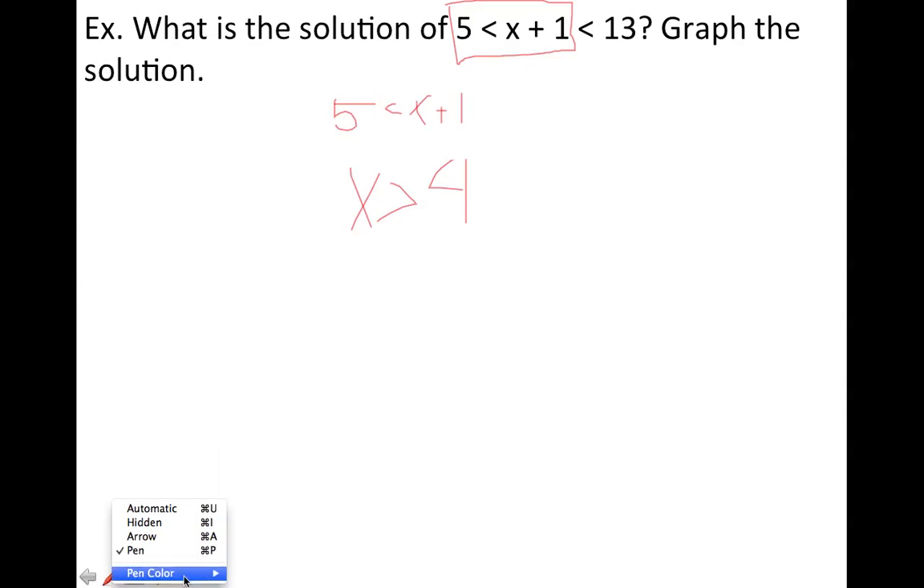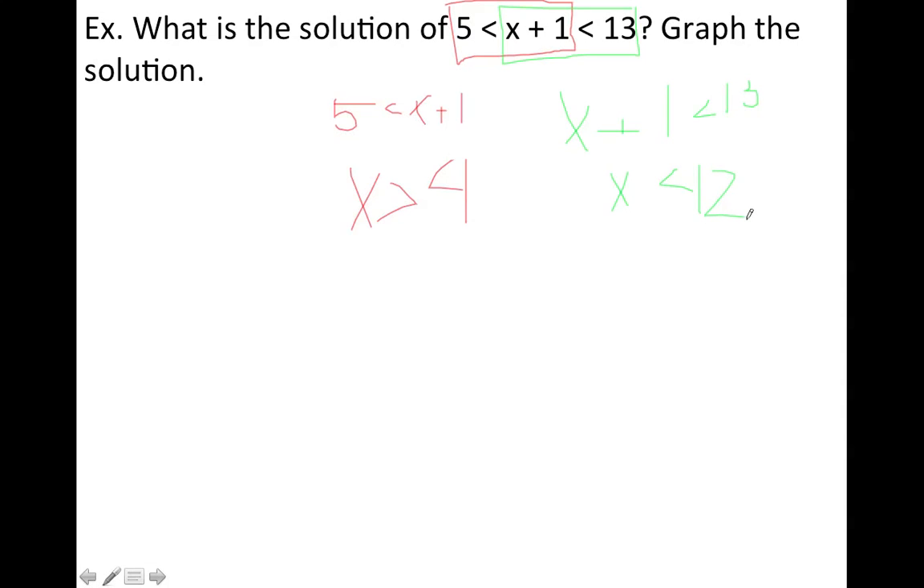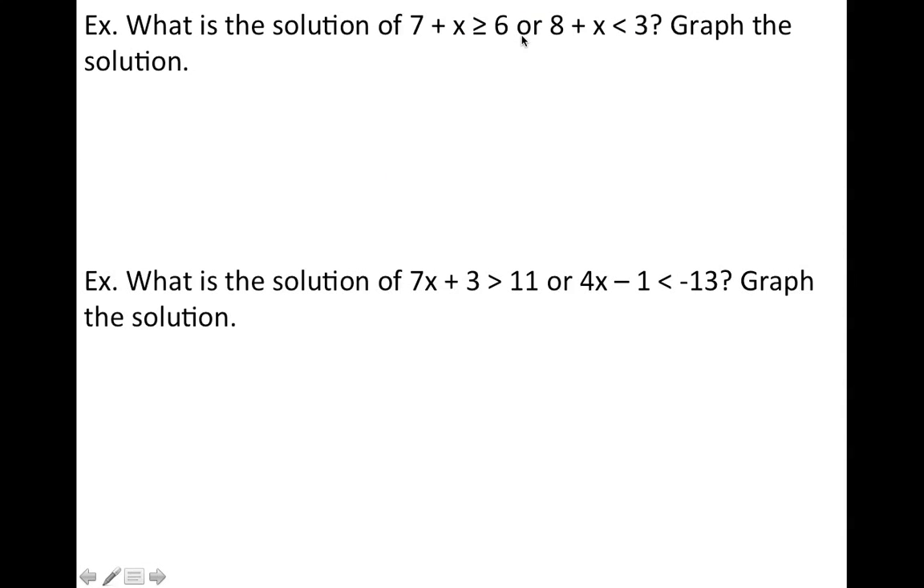Change my pen color here. Green, okay? Then we start from the right-hand side, include one of your inequalities, and stop at the other. So our second one will be x plus 1 less than 13. Again, this one's really simple to solve. You gotta subtract 1. So we have x less than 12. Again, don't forget to graph the solution. And also, since it is in between, this is like an and, so it should be shaded in between our two solutions.